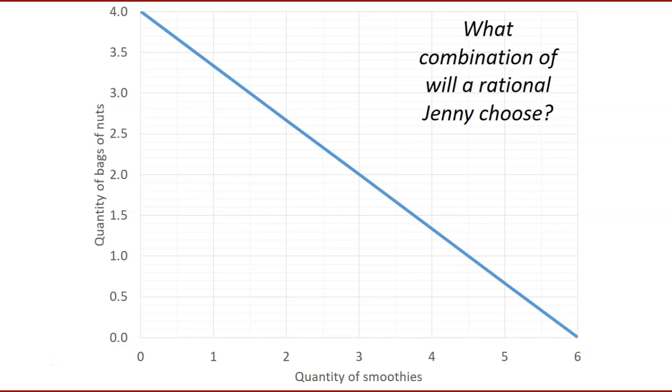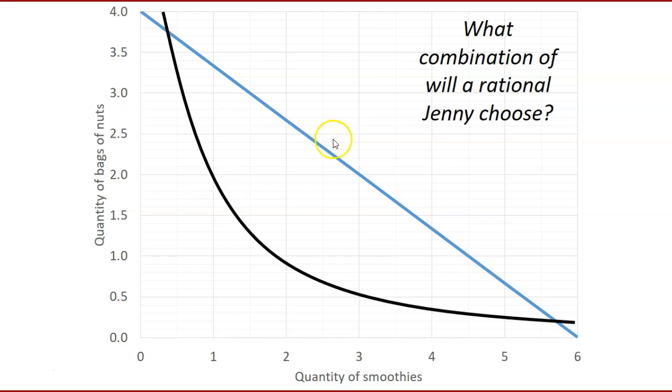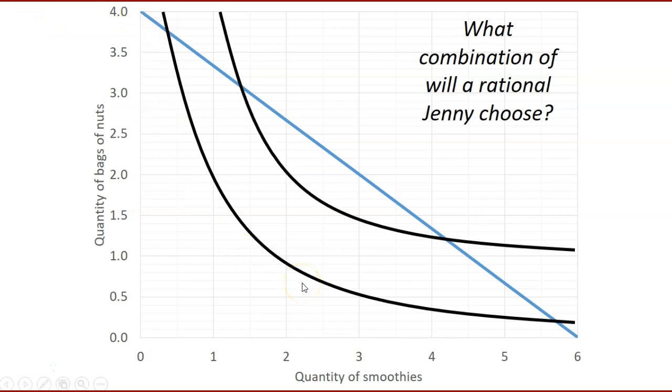So, what combination of the nuts and the smoothies will a rational Jenny choose? These are all the possible combinations which Jenny can afford. What's the combination she will actually choose though? Which one does she want the most? Well, here's an indifference curve representing a whole bunch of different combinations of smoothies and bags of nuts that Jenny might like. She could spend all of her budget, that is, be on the budget line, with this combination. She could equally be on the budget line with this combination down here. She would be equally happy with both, but could she, remember, get to a higher indifference curve, a more preferred combination to any of the combinations on this line? Of course she could. She could move up to this indifference curve.